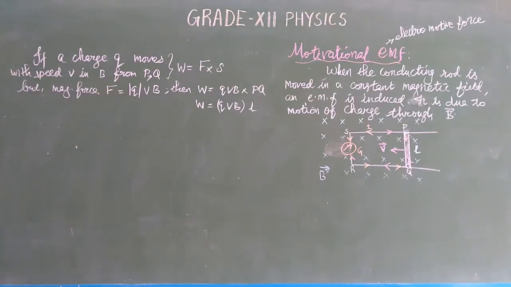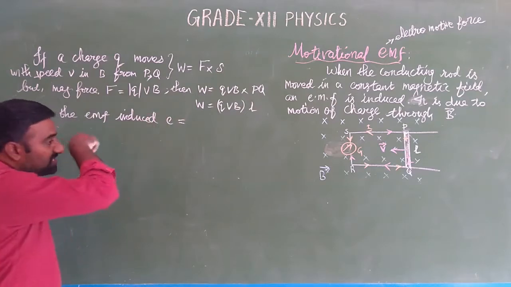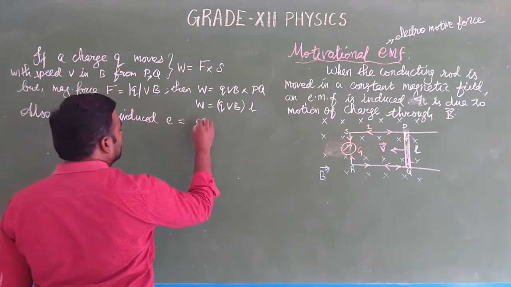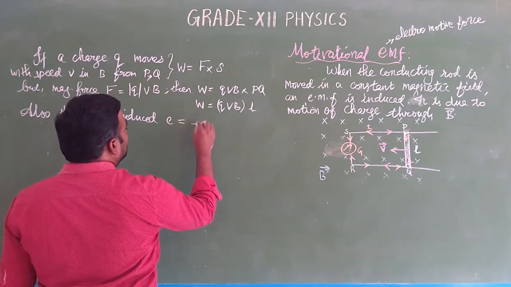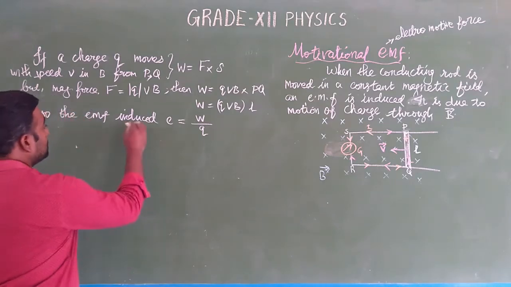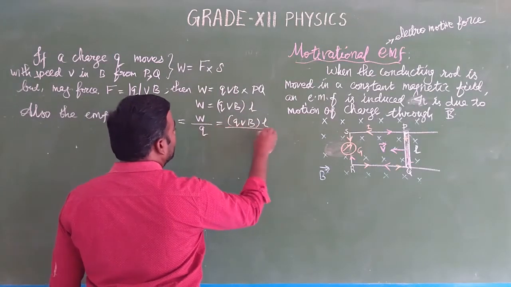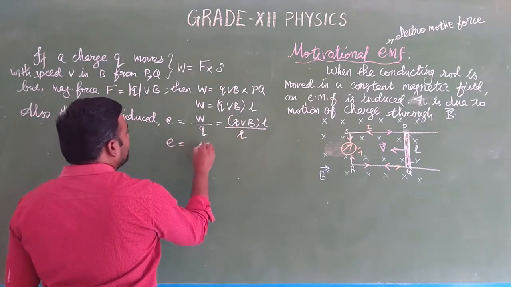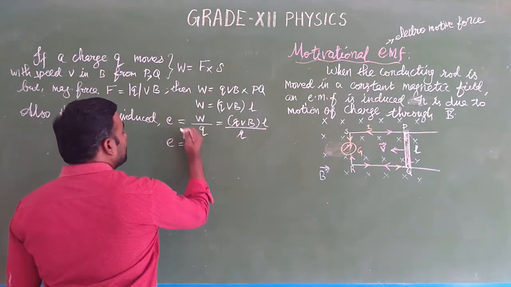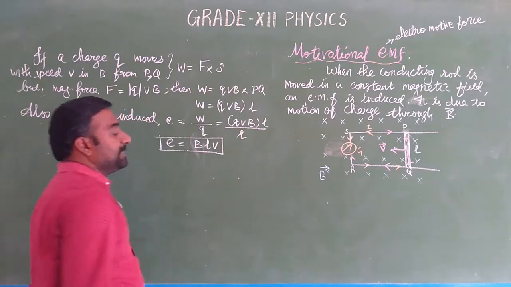Am I right? Okay. So also the EMF induced in this circuit. What is the induced EMF? The induced EMF is nothing but the work done to move the charge, because it is like a potential difference. So the induced EMF is the work done we have calculated, QVB into L, divided by Q. Therefore the EMF induced is BLV. This is the amount of EMF induced in the circuit.